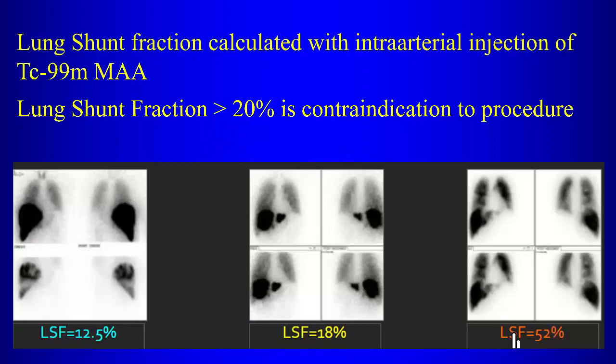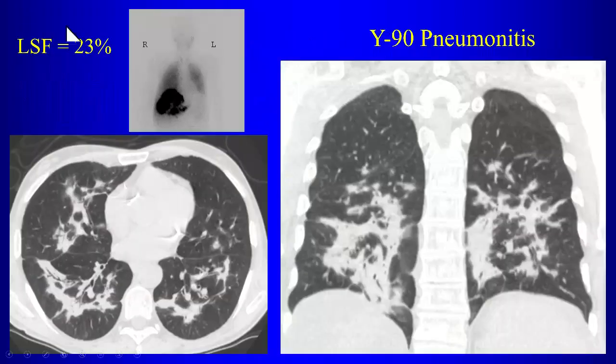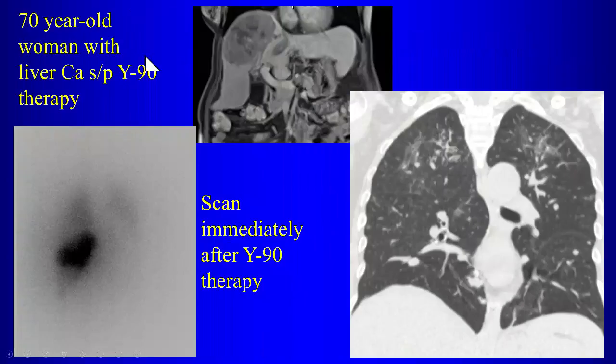A lung shunt fraction of 52% looks like this on your nuclear medicine study. 12.5% looks like this. Greater than 20% is a contraindication. Okay. So this patient had a lung shunt fraction of 23%, got the therapy anyway, and developed Y90 pneumonitis as a result of this therapy. Right? Here is another 70-year-old woman who received therapy for this tumor. Immediately after their scan, you can see there's a little bit of activity within the lungs. She comes back sometime later and develops these consolidations in the lungs from Y90 pneumonitis.